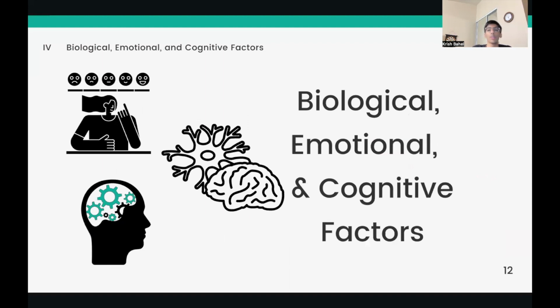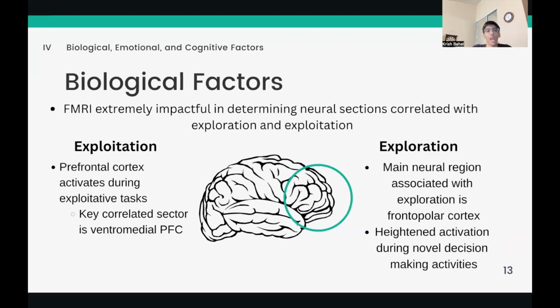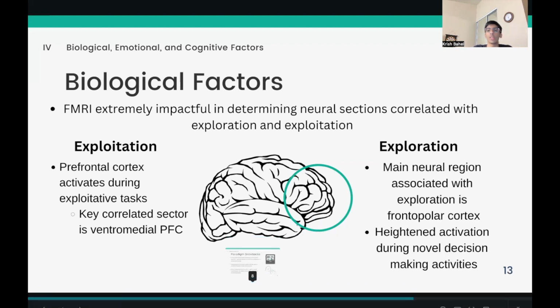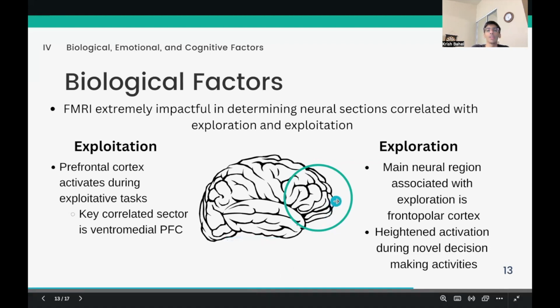Let's move on to the biological, emotional, and cognitive factors. As for the biological factors, the fMRI is extremely impactful in determining the neural sections correlated with exploration and exploitation. In both of these decision-making processes, the main section of the brain utilized is the prefrontal cortex, as it is responsible for decision-making as a whole. However, in exploitation, the key correlated sector is the ventromedial prefrontal cortex, which is toward the bottom of the brain. And in exploration, the main neural region associated is the frontopolar cortex and has heightened activation during novel decision-making activities. And that region is at the front of the brain.